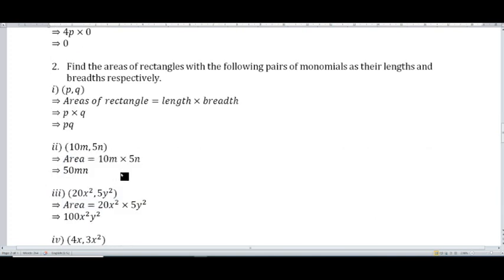Number 2. Find the areas of rectangles with the following pairs of monomials as their lengths and breadths respectively.